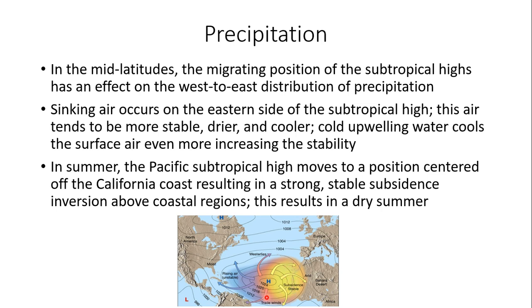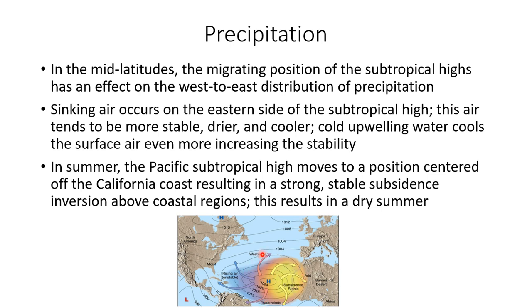In summer, the Pacific subtropical high moves to a position centered off the California coast. This results in a very strong and stable subsidence inversion, sinking air motion throughout a great vertical depth of the atmosphere above the coastal regions. And this results in that dry California summer.